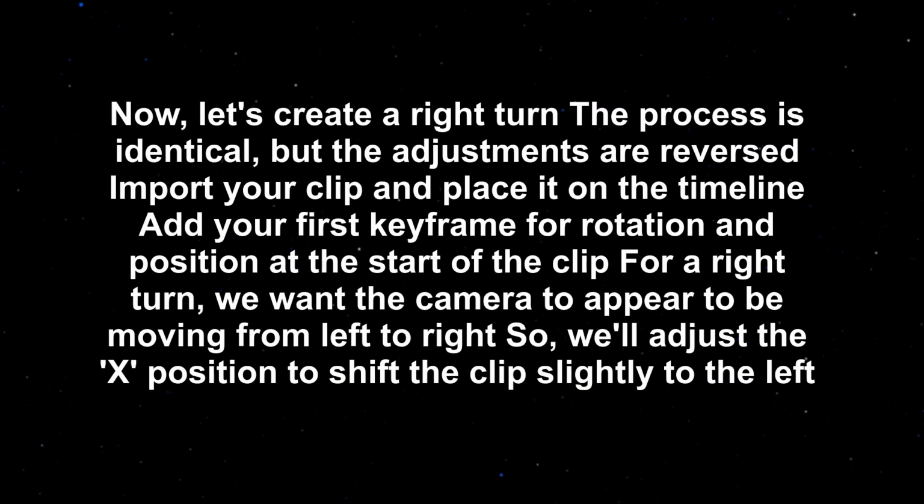The process is identical, but the adjustments are reversed. Import your clip and place it on the timeline. Add your first keyframe for rotation and position at the start of the clip for a right turn. We want the camera to appear to be moving from left to right, so we'll adjust the X position to shift the clip slightly to the left.